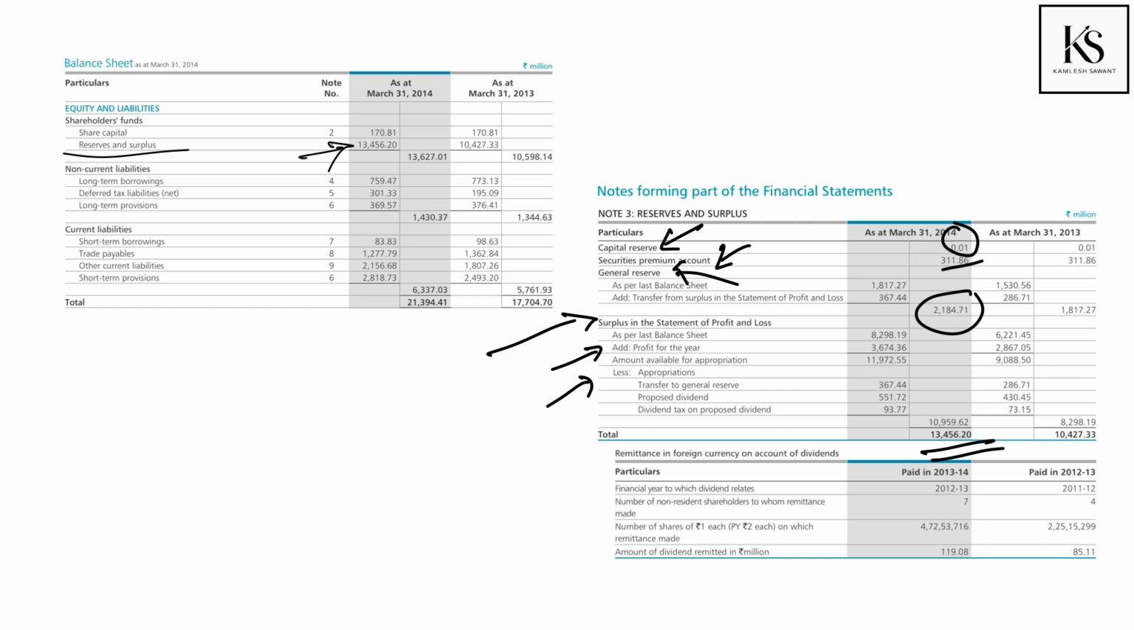Total reserves and surplus is equal to capital reserve plus securities premium reserve plus general reserves plus surplus for the year. This stands at 1345 crores for the FY14 against 1042 crores for the FY13. The total shareholders fund is the sum of share capital and reserves and surplus. Since this amount on the liability side of the balance sheet represents the money belonging to shareholders, this is called the shareholders fund.